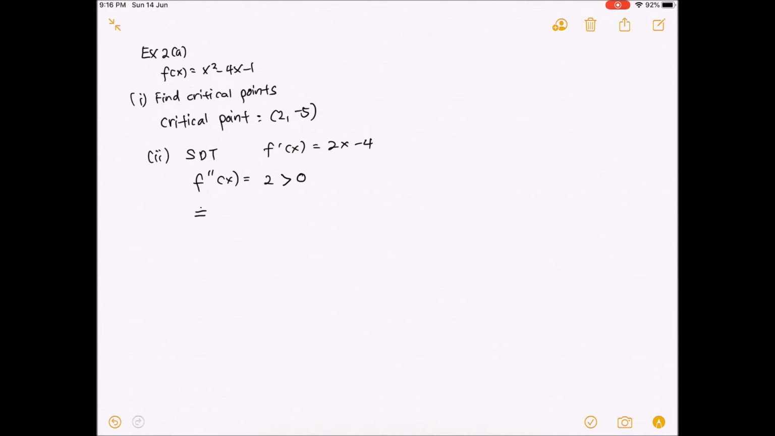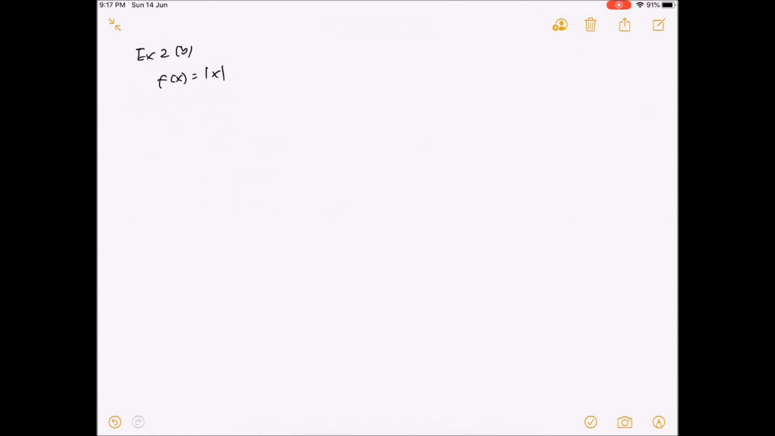So the test tells us if you have f double prime x greater than 0, then you will have what? Minimum. So we have a minimum at (2, -5). That's it, you just refer to the second derivative test. Okay, so next example, example 2b, we have f(x) equals the absolute function of x.